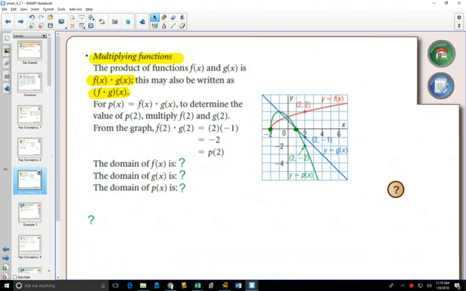Again, the domain is going to be where they overlap. So let's look at example 1.